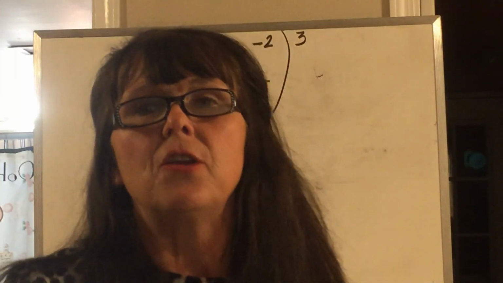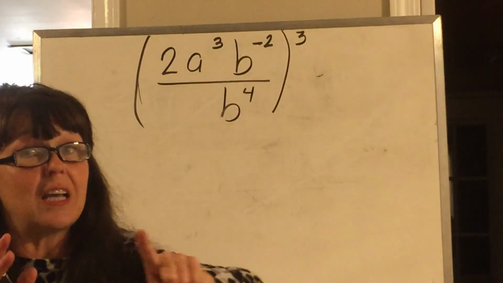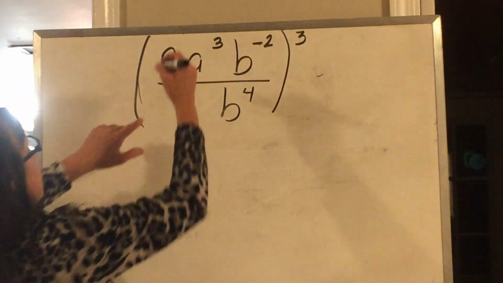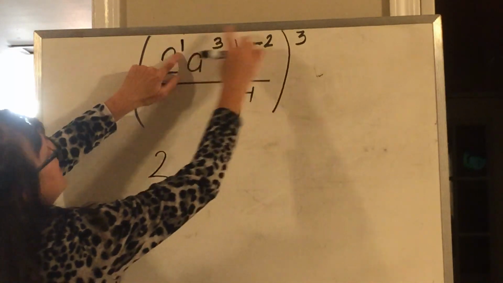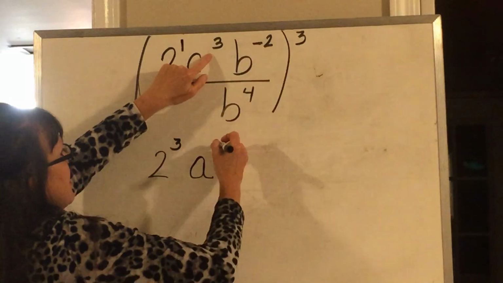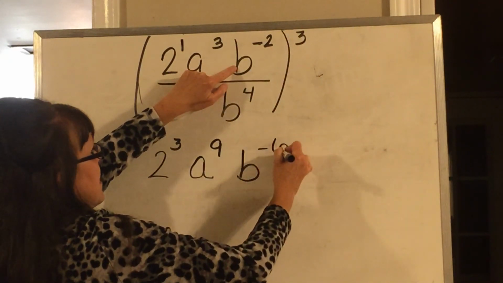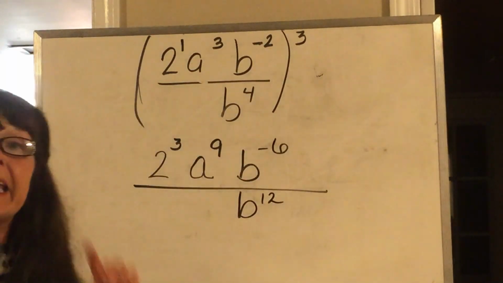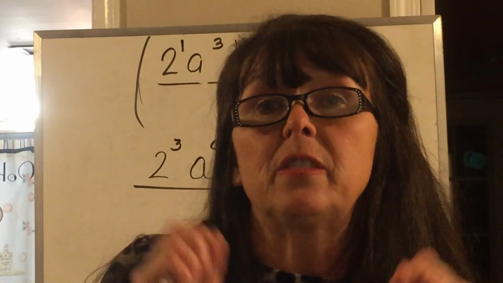It's the power rule. And you go, what's the power rule? It's when you have an inside exponent and an outside exponent. The rule is you multiply them. Don't forget to do your number. It also has an exponent on it. So here we go. 2 to the 1 times 3 is 3. A to the 3 times 3 is 9. And b, negative 2 times 3 is negative 6, over b to the 12th power. Now that was called the power rule. You multiply your exponents, you lose the parentheses.